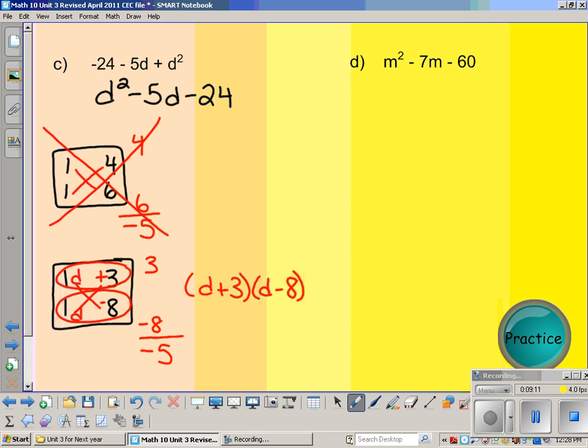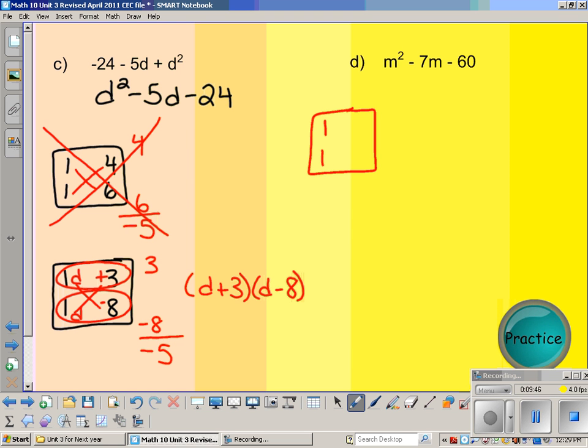Last example. Hopefully by now you're understanding the process, or it's becoming a little bit more clear. Once you understand the process, the hardest part sometimes is finding those factors. Which factors multiply to 24? Which factors multiply to 30, or whatever the number might be? Sometimes that is the hardest part here. 1 and 1 again. Coefficient on m squared was 1. Factors of 60. There's lots of possibilities here.